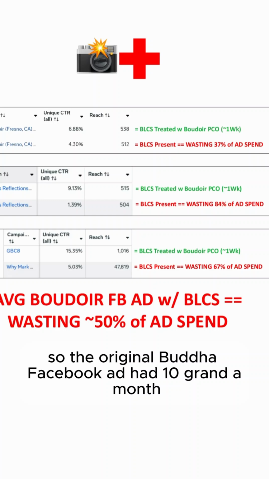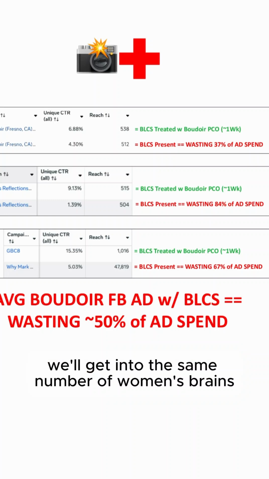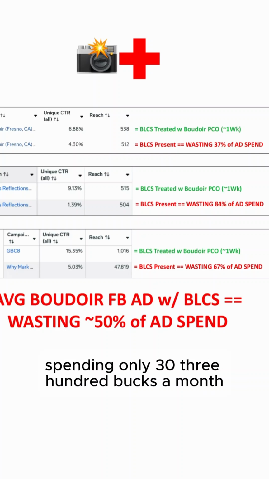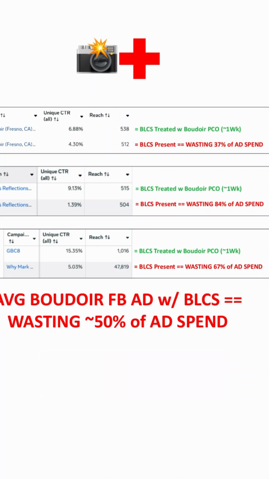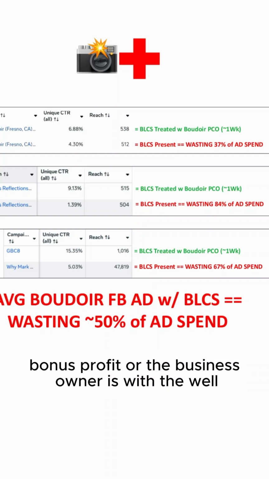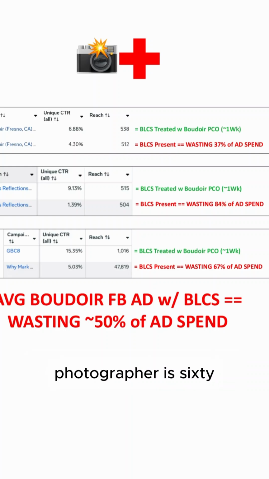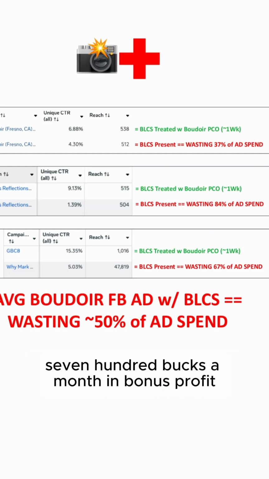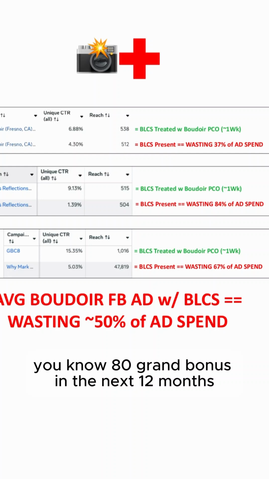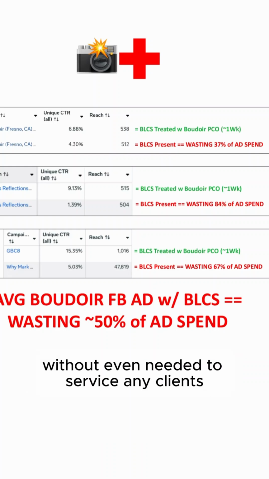So the original Boudoir Facebook ad had 10 grand a month. We'll get the same number of women's brands as the Boudoir Pico treated ad, spending only 3,300 bucks a month. So that whole difference, we're pocketing that difference as bonus profit, or the business owner is, the boudoir photographer is, 6,700 bucks a month in bonus profit by simply not spending that money. I would say, 80 grand bonus in the next 12 months. So insanely good without even needing to service any clients.